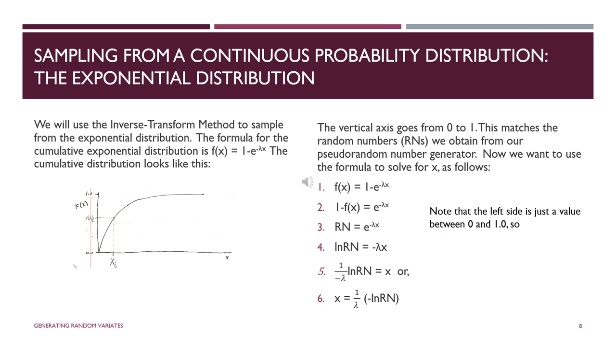We enter this algorithm with a uniform 0-1 random number. And we exit the algorithm. The output from the algorithm is the value of x, and then we go and do it again.